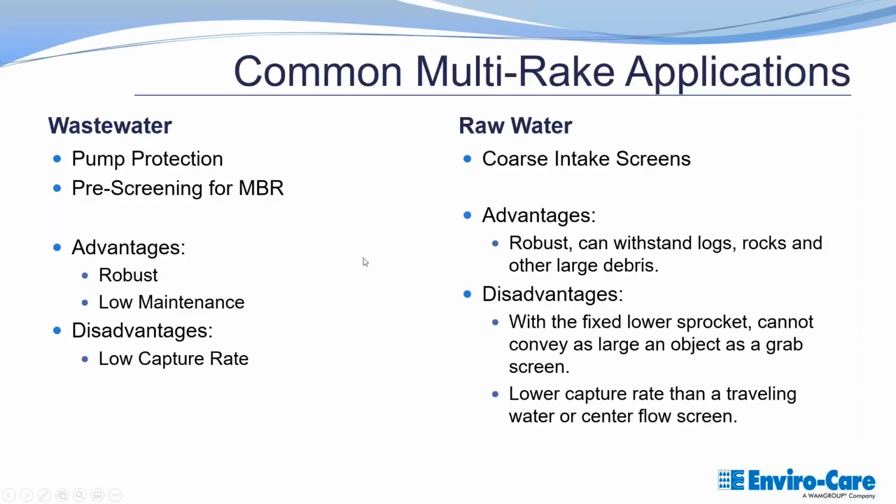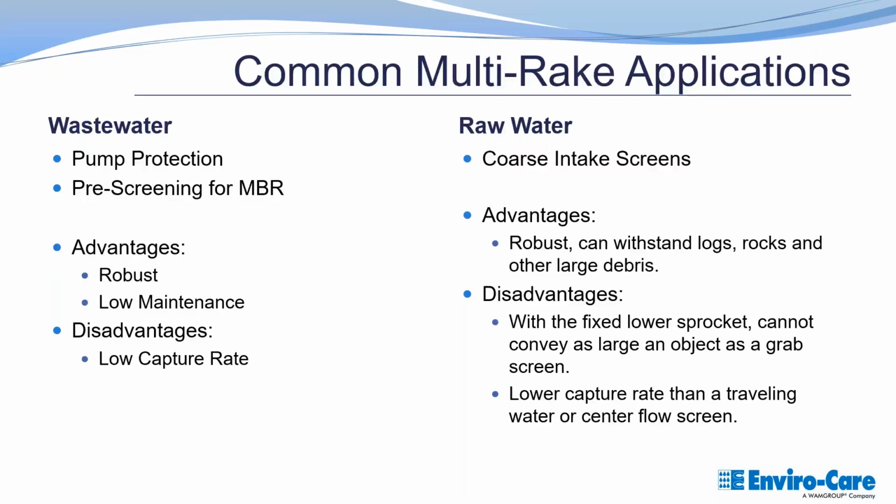So what are some common applications for these? The best applications for multi-rake are junk protection, as well as pre-screening applications. MBRs are one of the most common ones, where you're putting in the screen, then doing grit removal, then doing a secondary screen for the actual MBR protection. So this is a staged screening application. It's great for these. One of the big advantages is it's very robust, very low maintenance. Disadvantages: low capture rate.